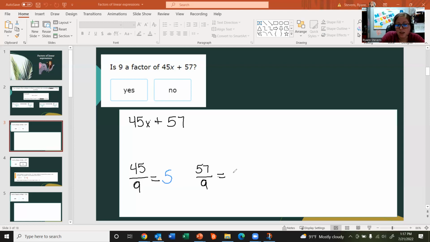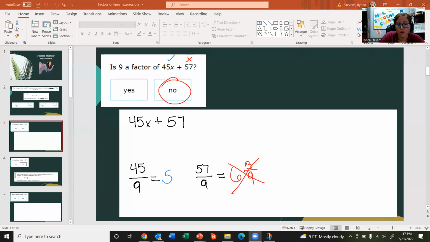So in this case, this is going to give us a fraction, or you could convert it to a decimal. But the fact that it gives us a fraction or a decimal means that 57 is not divisible by 9. Because 9 is not divisible into all of the numbers in this expression, it divided into 45 but could not be divided into 57, we would say that no, 9 is not a factor of this expression.